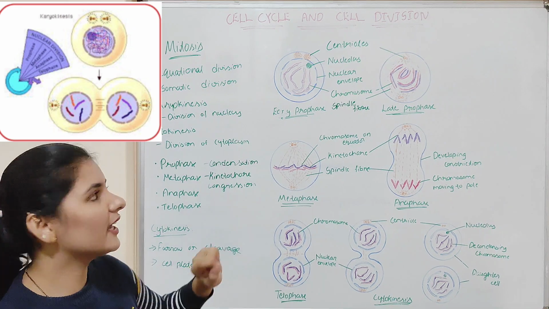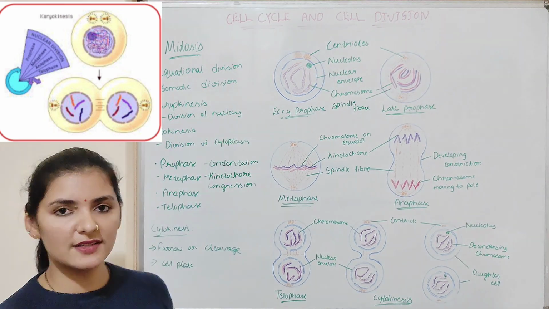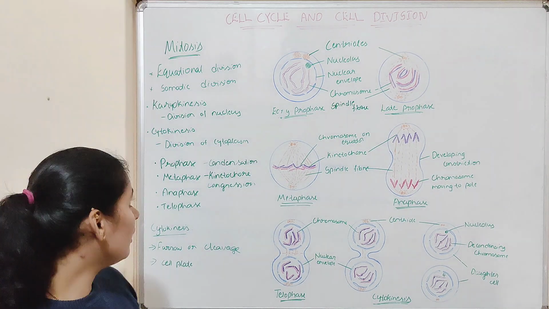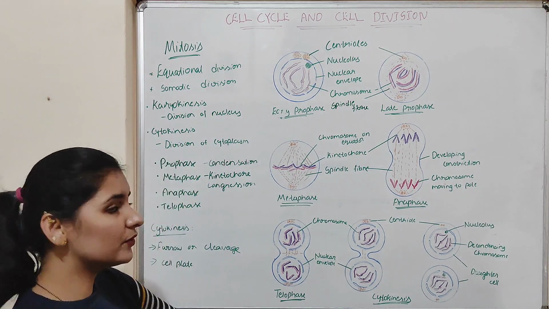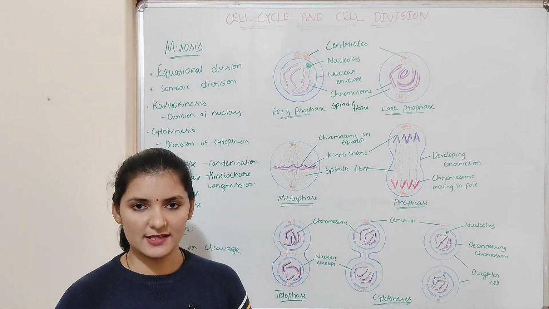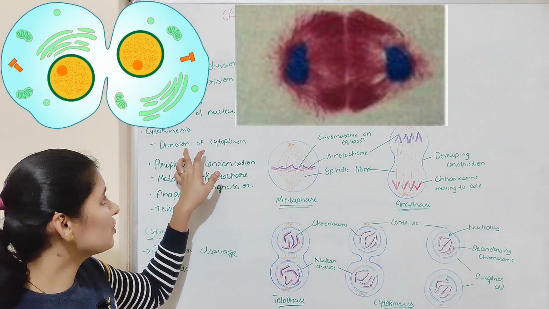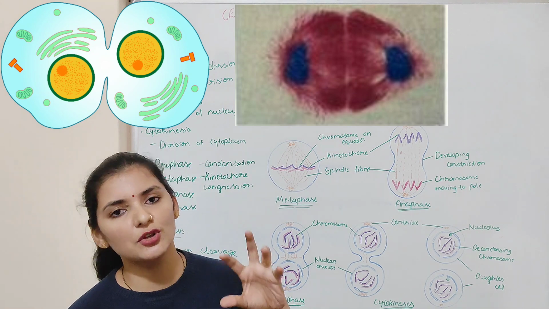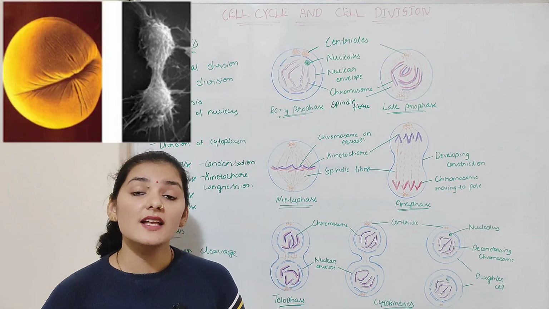So by the end of karyokinesis, division of the nucleus takes place, or separation of the daughter chromosomes takes place. Now let me talk about the second step of the M phase, that is cytokinesis. Cytokinesis means division of the cytoplasm, or division and distribution of cytoplasm to the formed daughter cells.